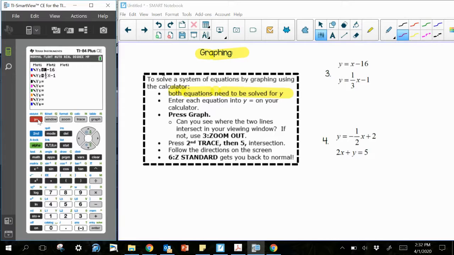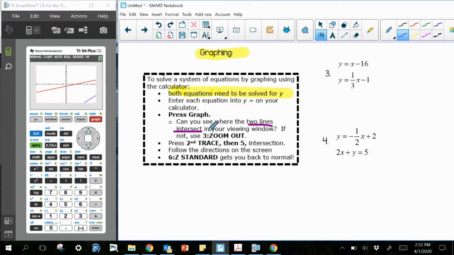So press y equals on your calculator, and I have already inputted both of these equations into my calculator. x minus 16 and 1/3 x minus 1. And remember, to get a fraction, you do alpha y equals enter. All right, so now it says press graph. So I can see my two equations, okay, but I can't see where the two equations intersect.